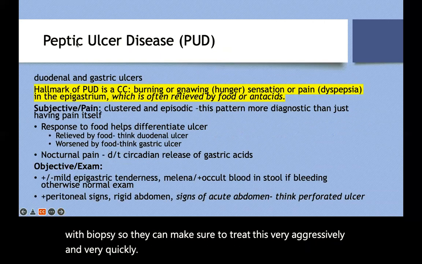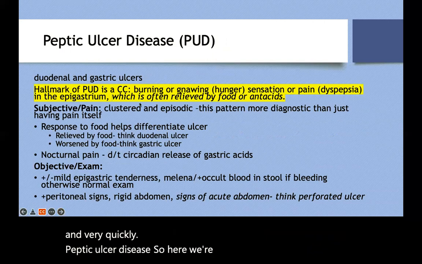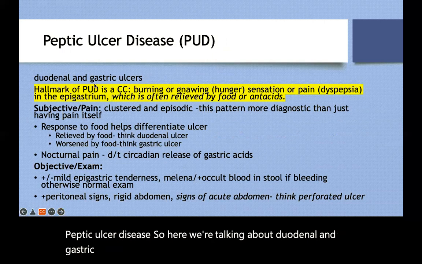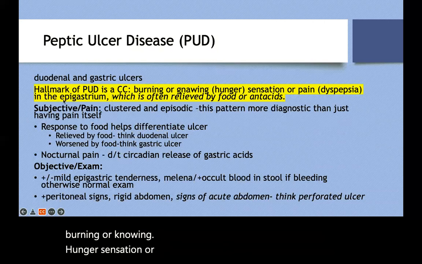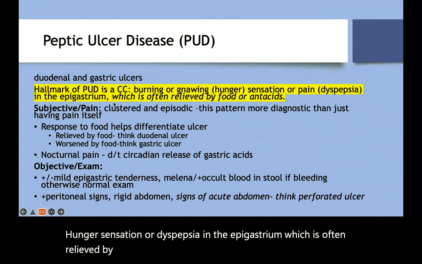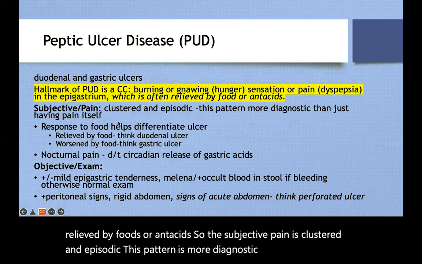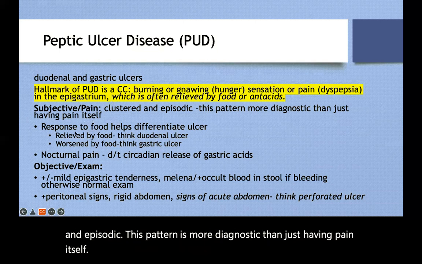Peptic ulcer disease. So here we're talking about duodenal and gastric ulcers. The hallmark of peptic ulcer disease, or PUD, is a burning or gnawing hunger sensation or dyspepsia in the epigastrium, which is often relieved by foods or antacids. So the subjective pain is clustered and episodic. This pattern is more diagnostic than just having pain itself. So that's important to know.